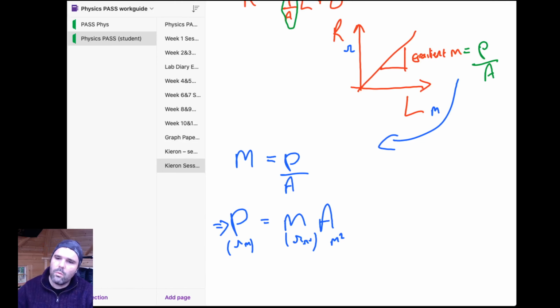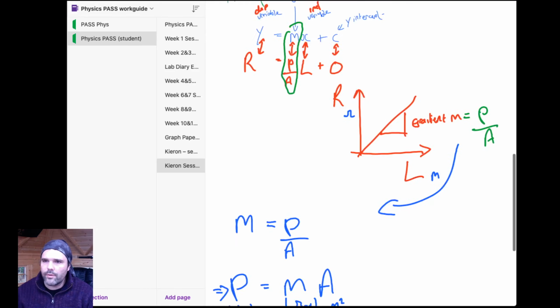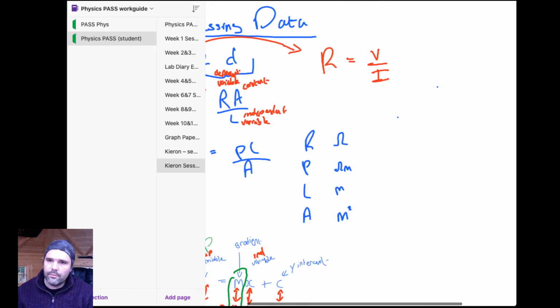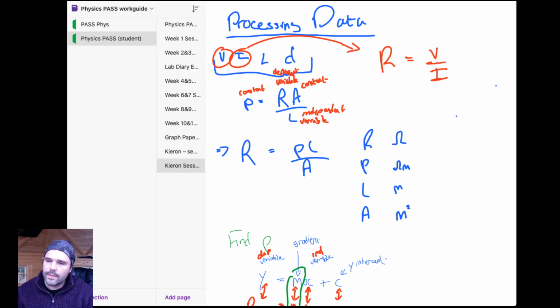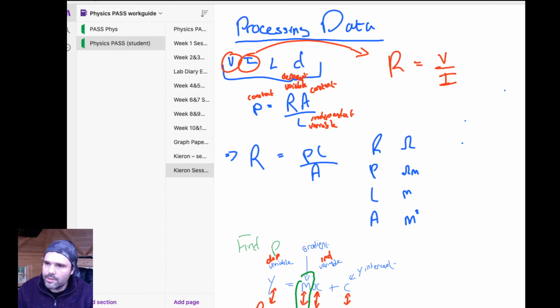Right, so now we know what we need to plot. What we've got to do is get our raw data into a point where we can plot that. So again, go back. What have I got raw data on? I've got raw data on V and I. I need R. So what am I going to do? Let's make ourselves a little to-do list at the side here. What am I going to need to do?